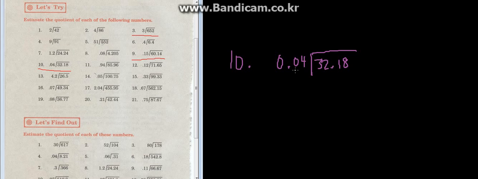We can just move the decimal points to the right. So if we move 2 decimal points here for the divisor, then we have to move 2 decimal points for the dividend too. So it means the same thing, right? Multiplying 100 here and here. So it's the same thing. So we can rewrite it as this. 4 is divided into 3,218. It's the same thing, okay?